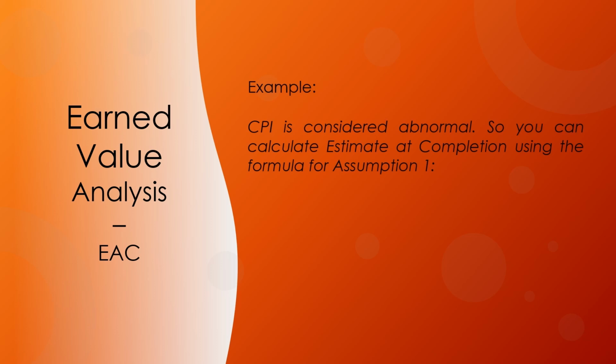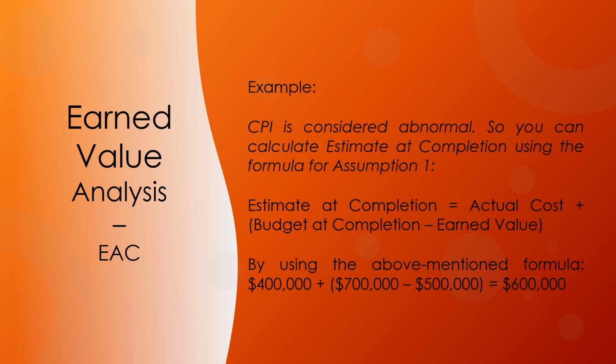In this example, the CPI is considered abnormal, so you can calculate estimate at completion using the formula from assumption 1. Estimate at completion equals actual cost plus budget at completion minus earned value. By using the above mentioned formula, you get the value of $600,000.